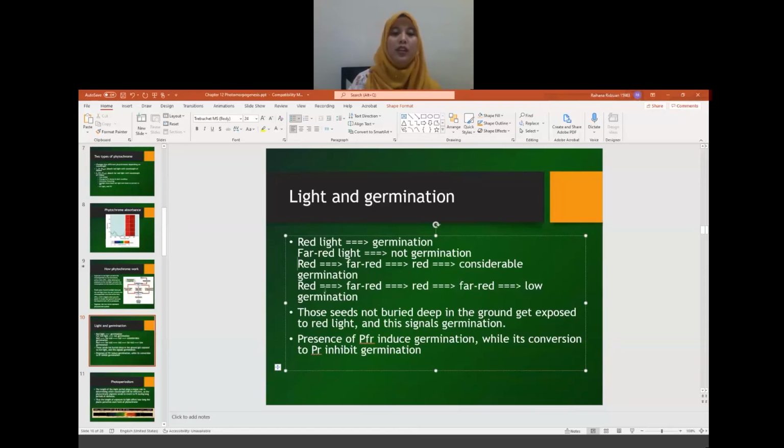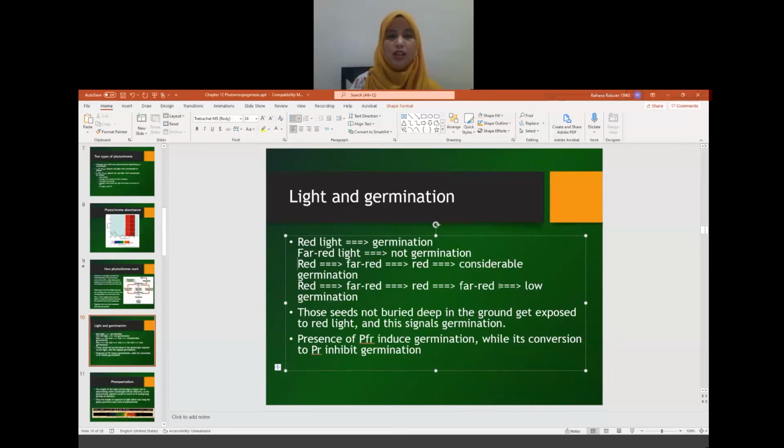Another case is when we expose the seed to red light, then take it out and expose it to far red light, then take it out and expose it to red light again, and lastly you expose it to far red light. This will result in no germination or low germination. So you can see the pattern here: if the last step is that the seeds are exposed to red light, there is germination. If the last exposure is to far red light, there is no germination.